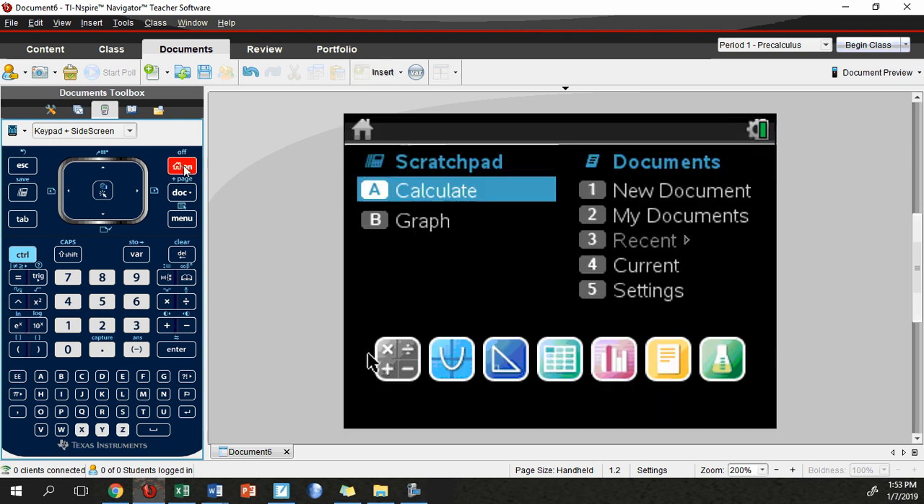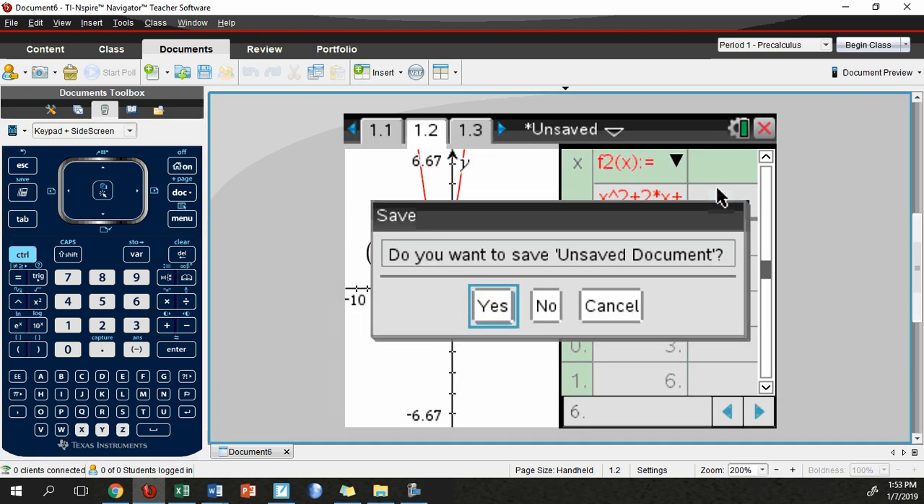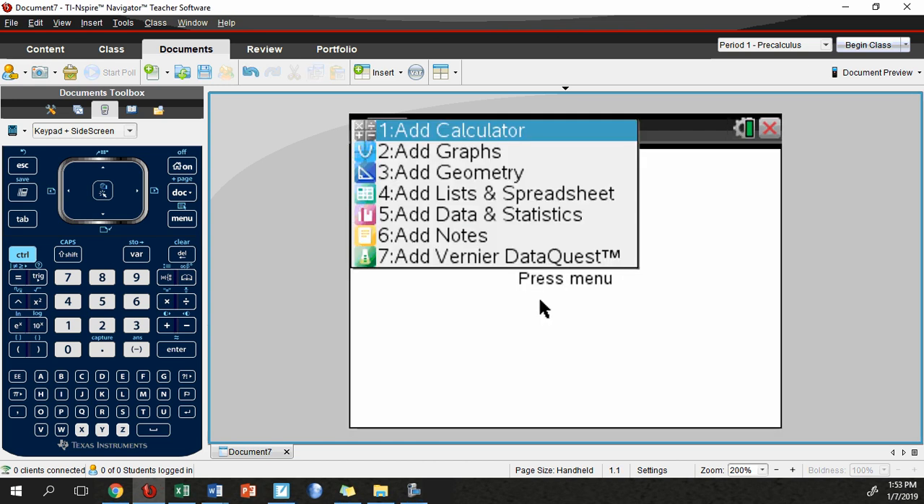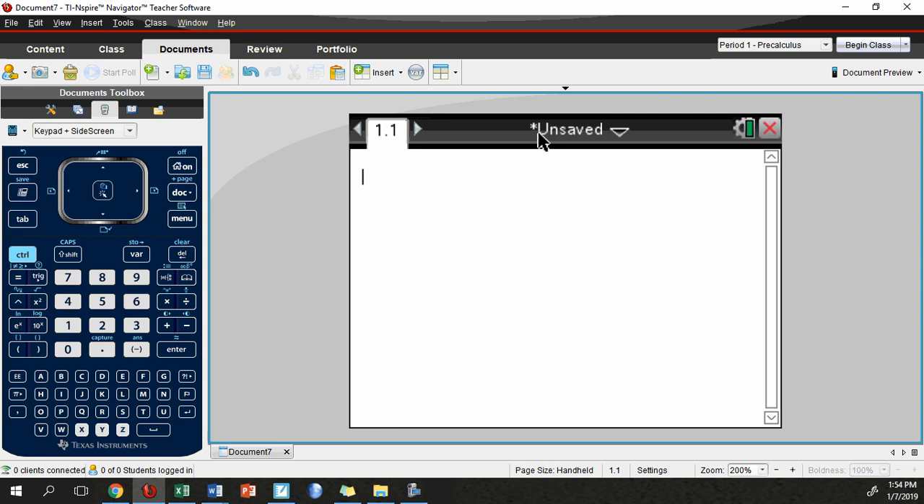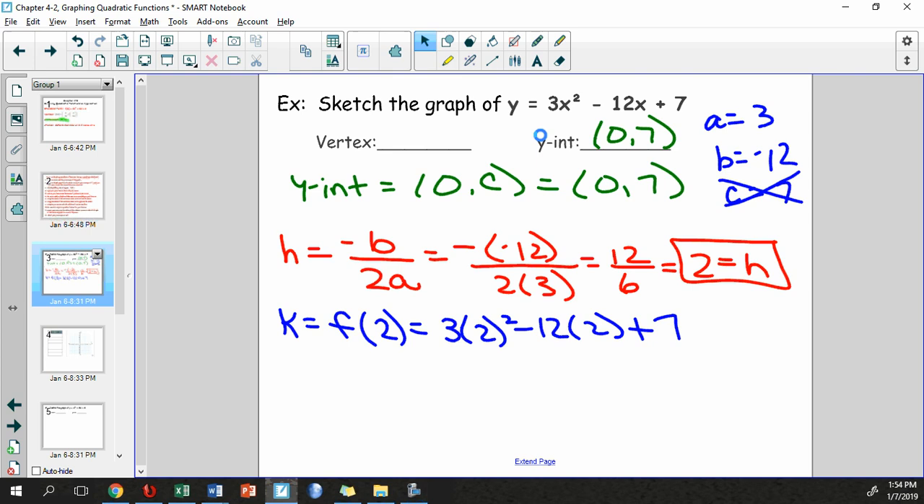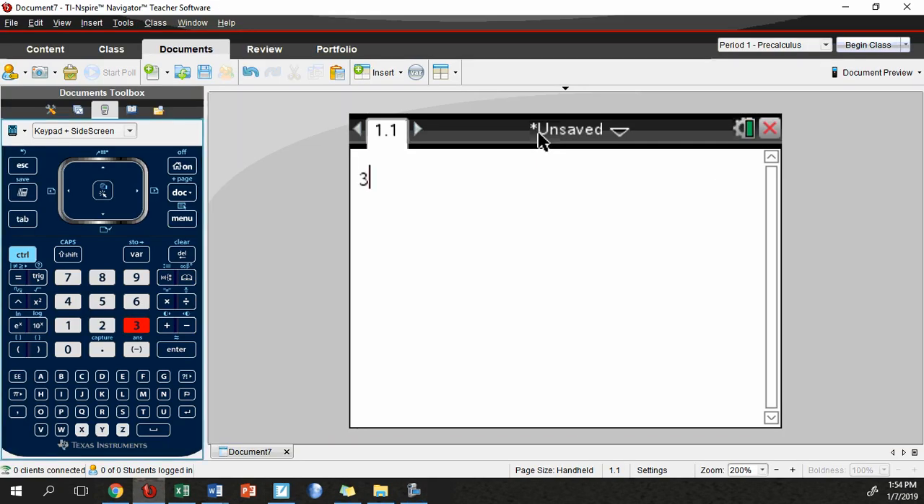So I'm going to go to my home page. And I want a new document. It's going to say, do you want to save the unsaved document? No, you do not. And I want a calculator page because I'm going to calculate. This is what we did on Friday. And we're going to type in exactly what you see in the blue up there. Yes? So we're going to type in 3 parentheses 2 squared minus 12 times 2 plus 7, and hit enter. And what is my k value? Negative 5.